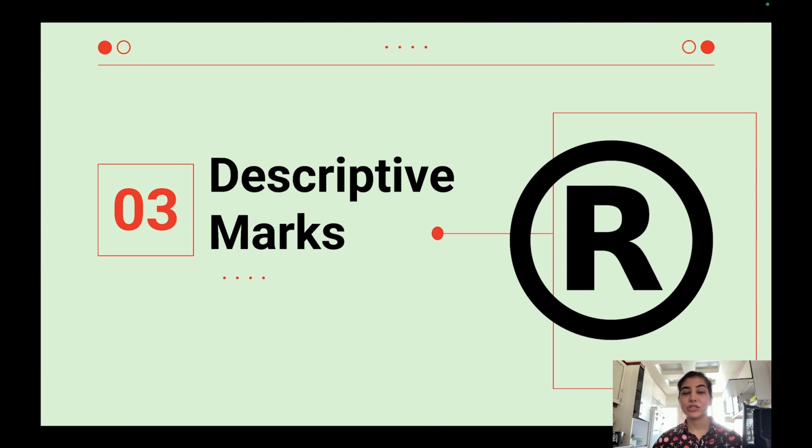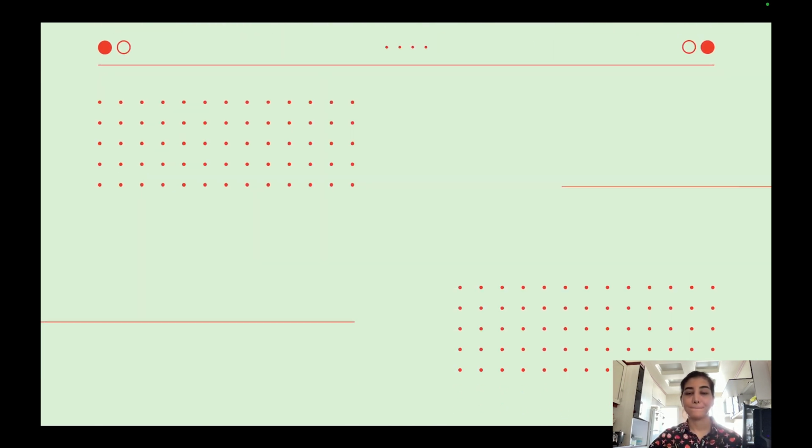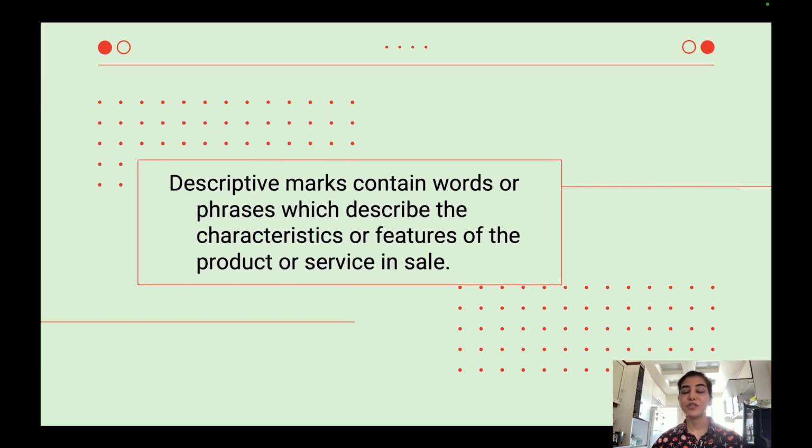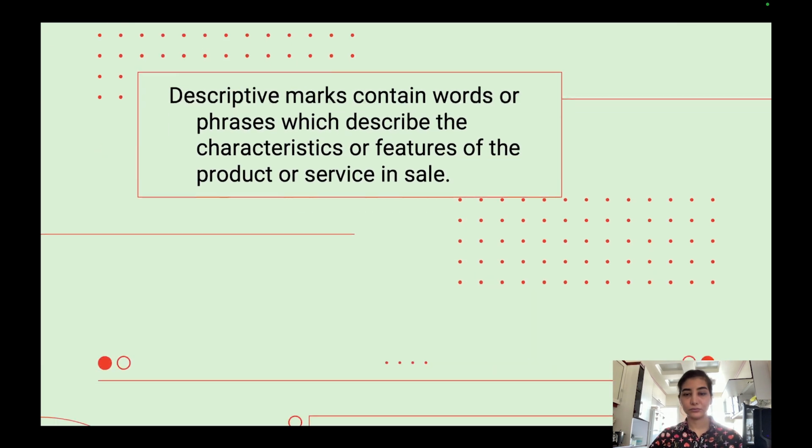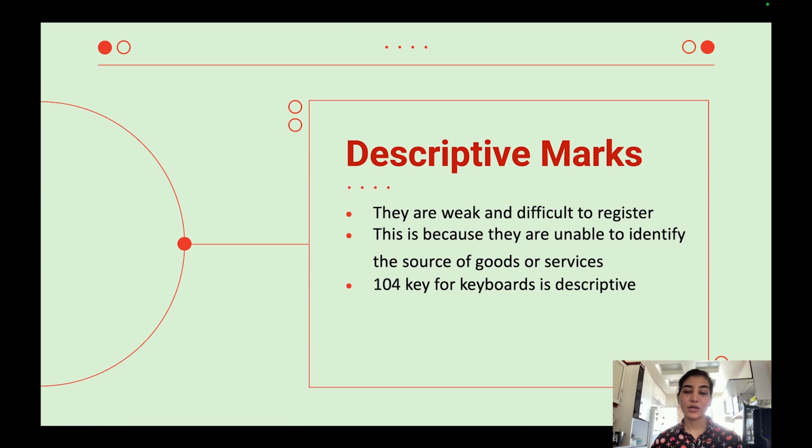Number three, descriptive marks. Descriptive marks contain words or phrases which describe the characteristics or features of the product or service on sale. I give you some examples. Descriptive marks are weak and difficult to register. So in most countries, registering descriptive marks is hard because they are not able to identify products or services.